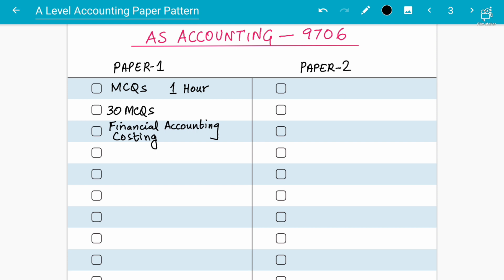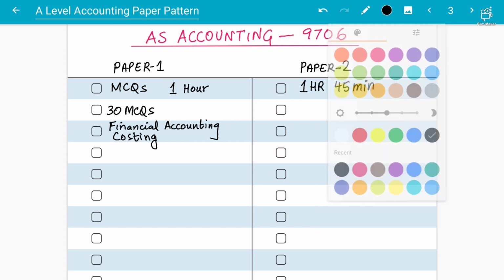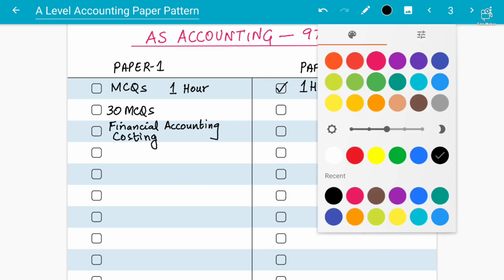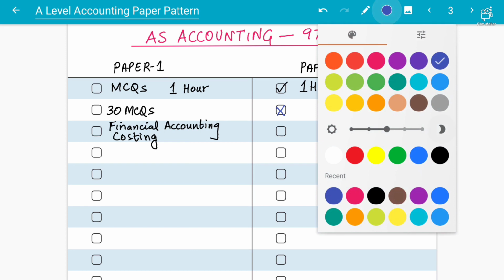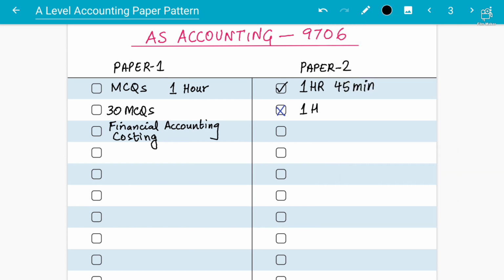This is not changed. This is the same as the previous syllabus paper pattern as well, but in paper 2 you get a bit more time now. From 2023 onwards, May June, this paper is now 1 hour 45 minutes. Previously it was 1 hour 30 minutes.